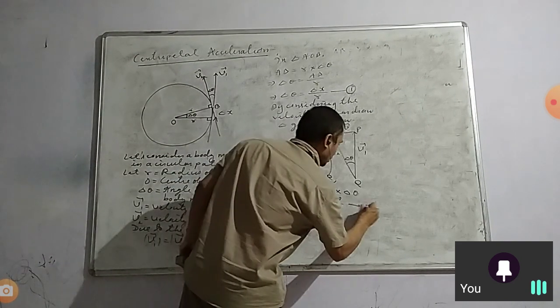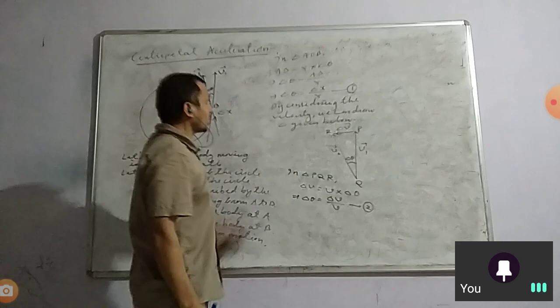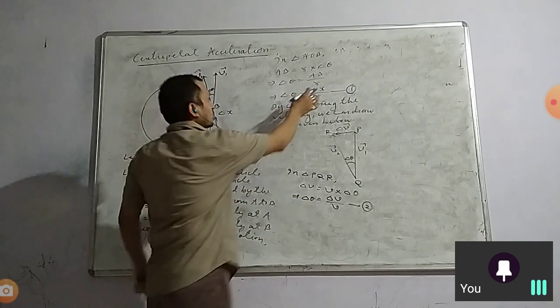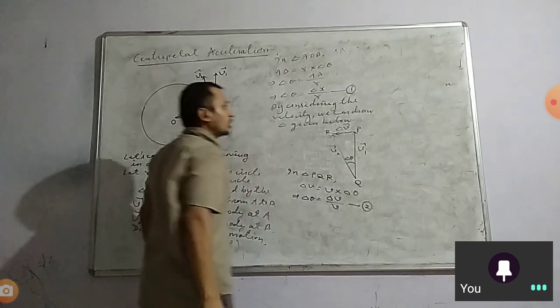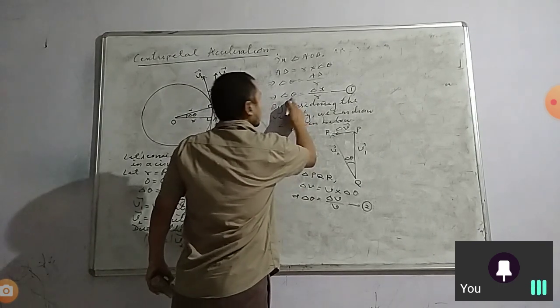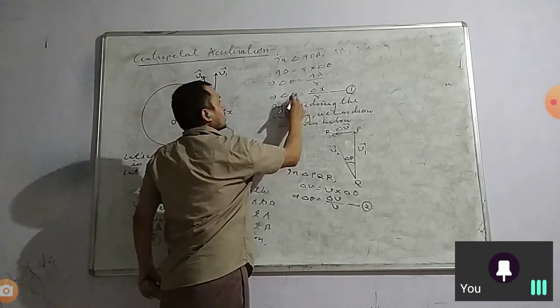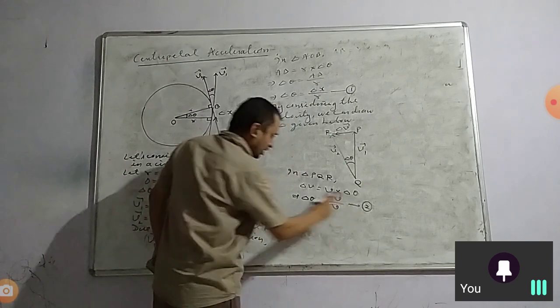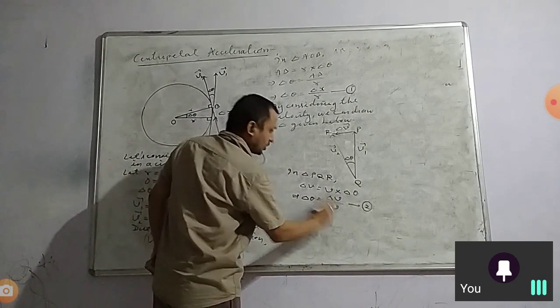This is equation 2. And from equation 1 and 2, what can we write? In equation 1 we get delta theta is equal to delta x upon r, and in equation 2 we get delta theta is equal to delta V upon V.